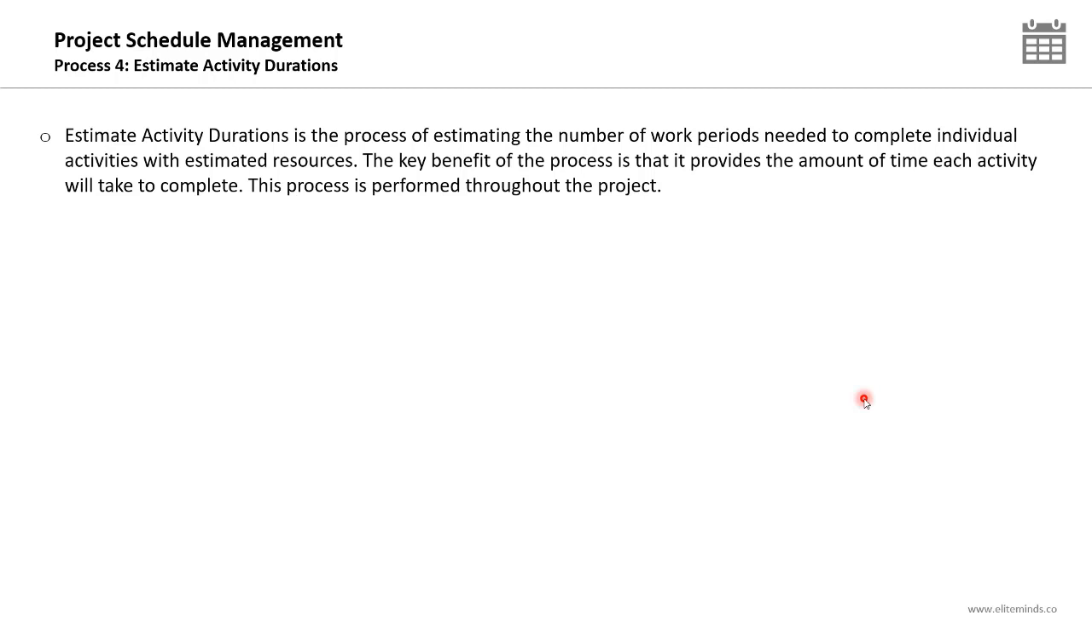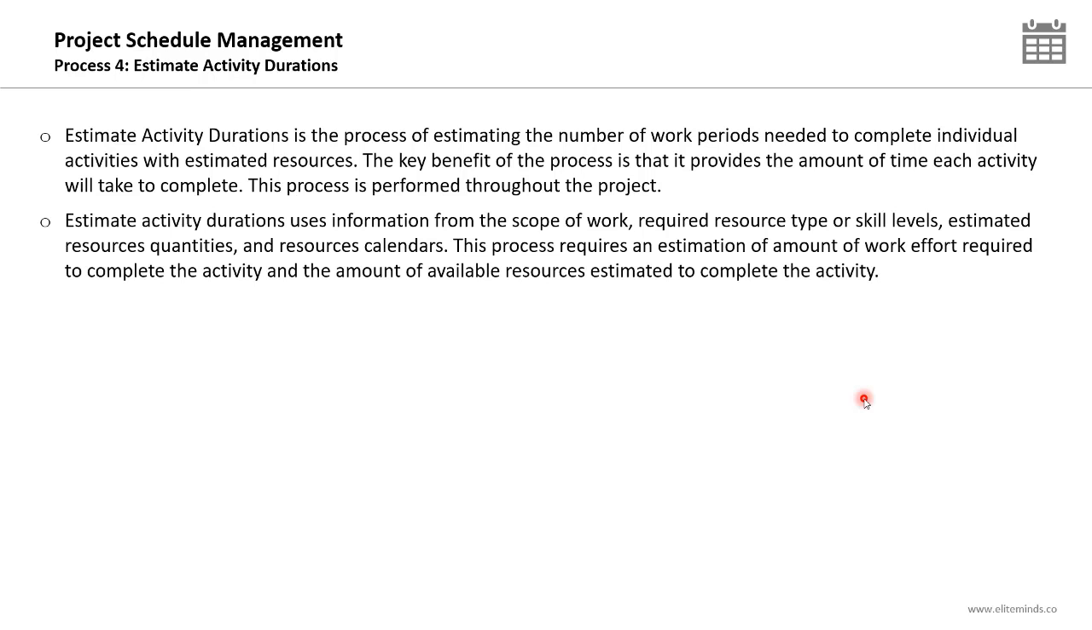So as an outcome of this process, we will have a duration for each project activity. The key benefit of this process is that it provides the amount of time each activity will take to complete. This process is performed throughout the project. It's not performed once. As long as you have activities on your project, you need to estimate the duration of each activity. Now, this process is very similar in the tools and techniques to Estimate Activity Costs and Estimate Activity Resources. We will apply the project management estimation techniques.